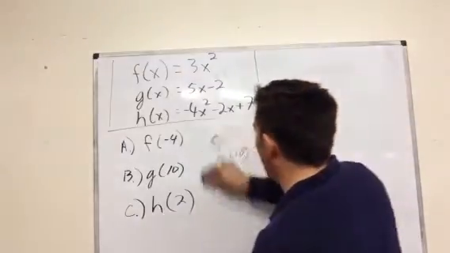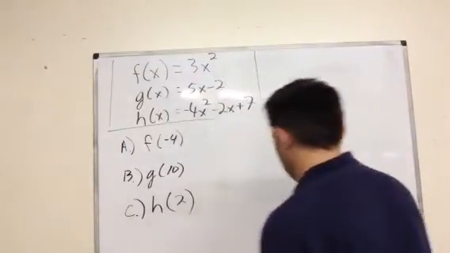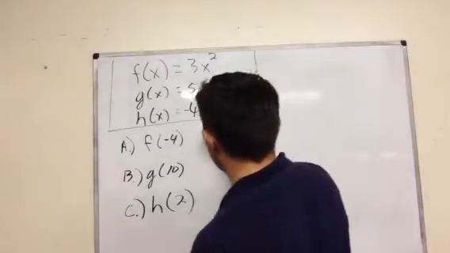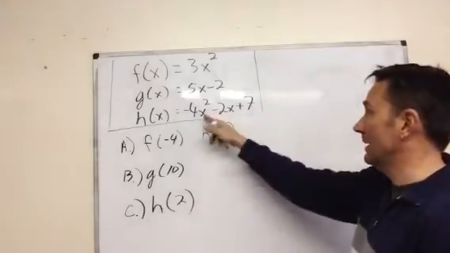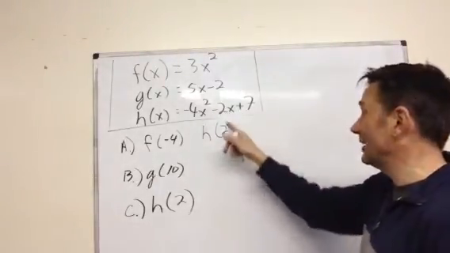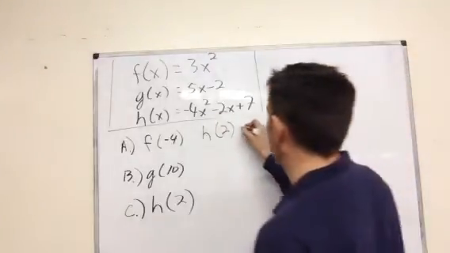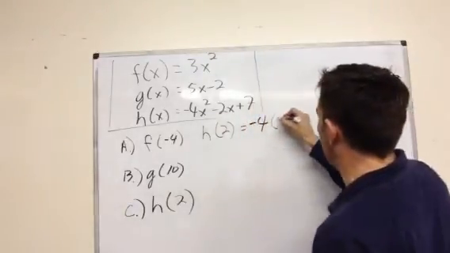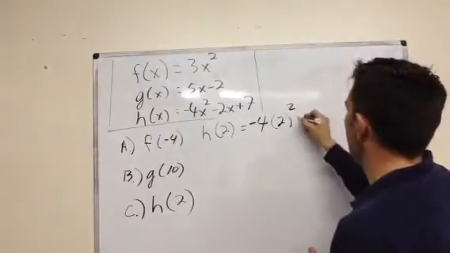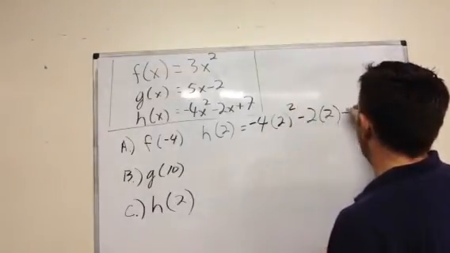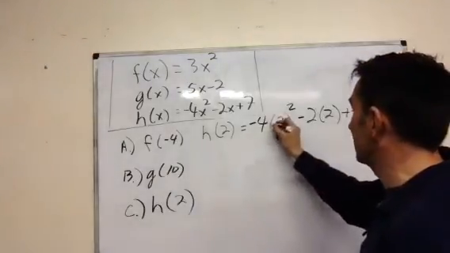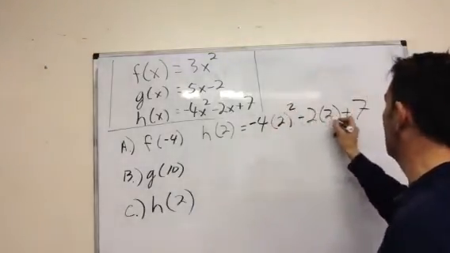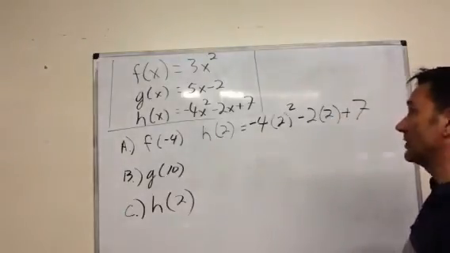Now with this more complicated problem, h of 2. How many x's do you see in this function on this side? There are 2 of them, which means this 2 has to go in both spots. The negative 4 stays the same. I'm going to plug in 2 and then square it, minus 2 parentheses 2 plus 7. If you want to plug this in your calculator, go ahead, just the way it looks: negative 4 parentheses 2 caret 2 minus 2 parentheses 2 plus 7. You will get the right answer.